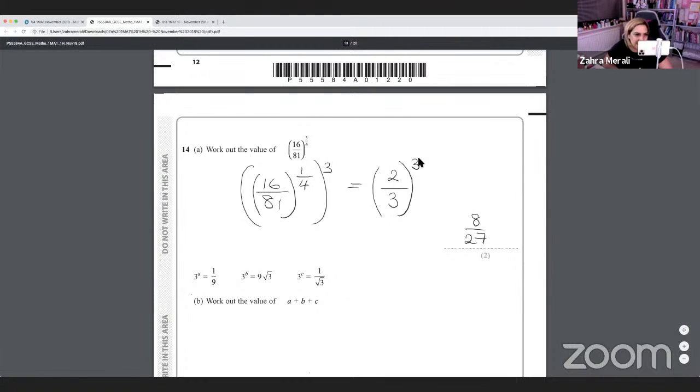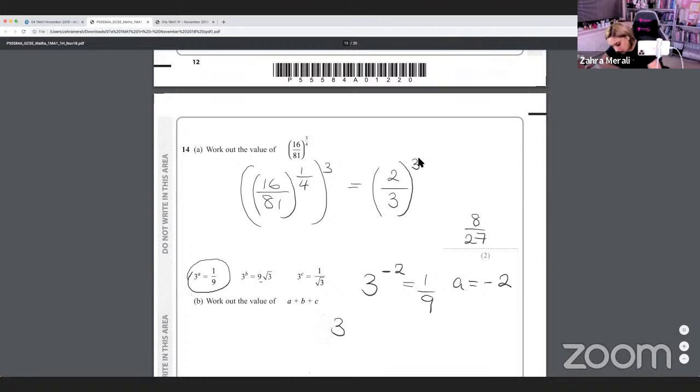Right, now we've got A plus B plus C, and we're given everything in indices. So the thing is, we want to make everything in terms of 3s. So let's take that one there. We've got 3 to the A equals 1 over 9. The minute I see something on the bottom, I do a minus. How do I go from 3 to 9? I'm going to square it. So 1/9, that's the same as 9 to the minus 1. So that tells me A equals -2. Right, next one.